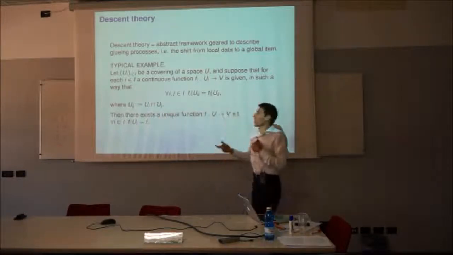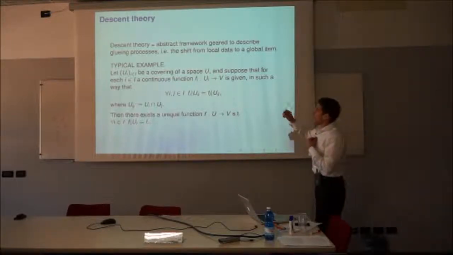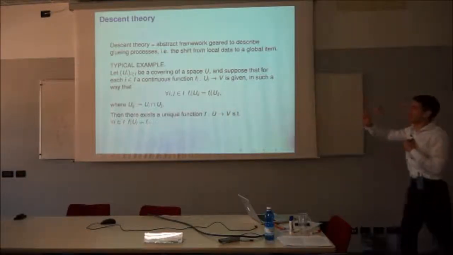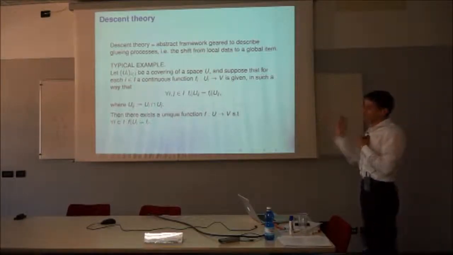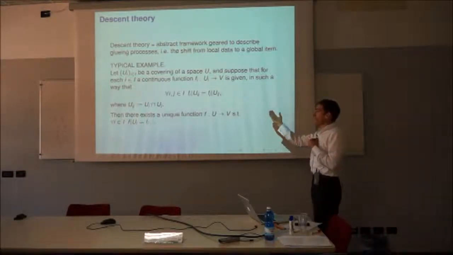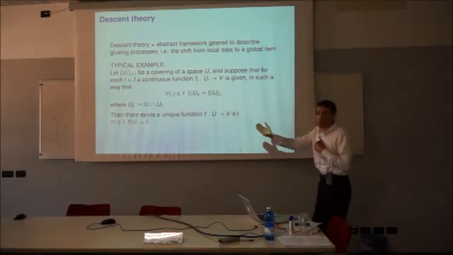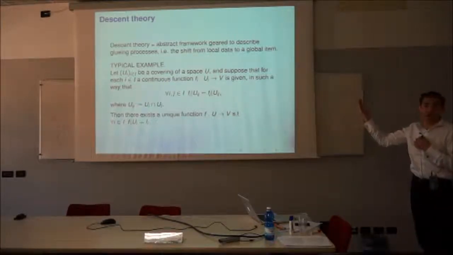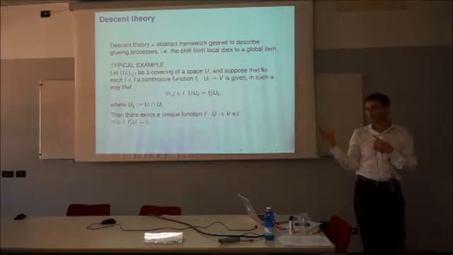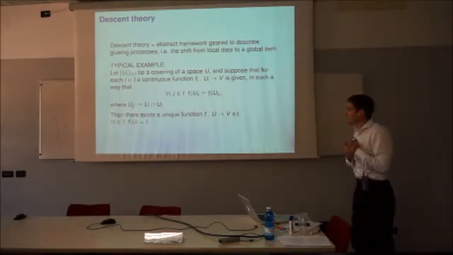The intersections. Okay, so you consider the intersection U sub I intersect U sub J, and the functions agree on that intersection. So you have a function on each subset of the covering, and the functions agree together when they overlap. Then there exists a unique function f from the total space U to V whose restriction to each U sub I is the function f sub I. So you can glue all the functions f sub I to get a global function f. That's the basic example, and what many geometrical theories are interested in.